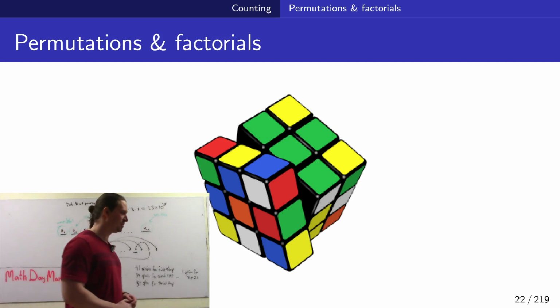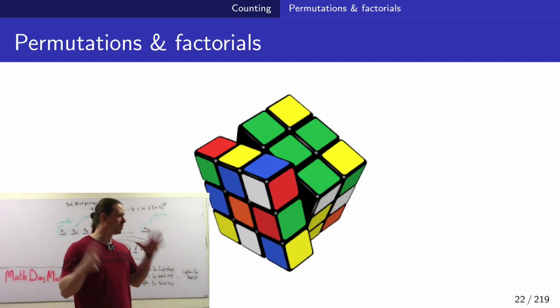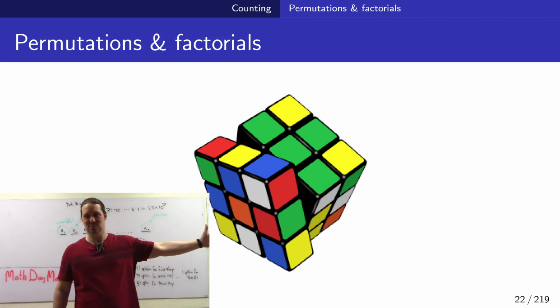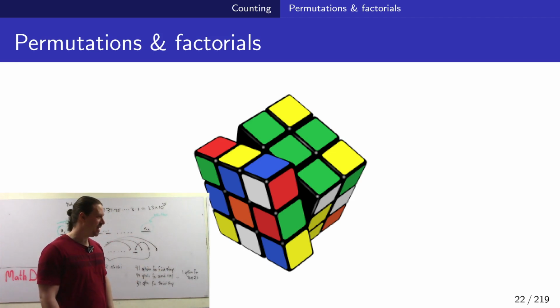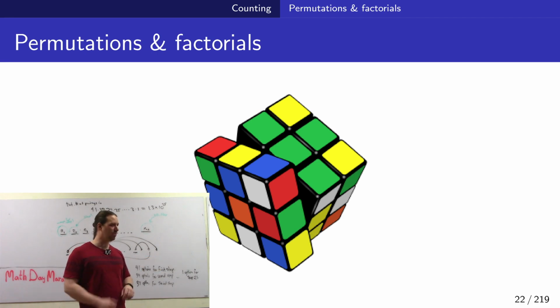Permutations and factorials. I'm going to introduce both of these concepts here. And the ultimate permutable object is the Rubik's Cube. There's almost nothing better you can talk about. I won't answer this explicitly, but I will equip you with the tools to do it.